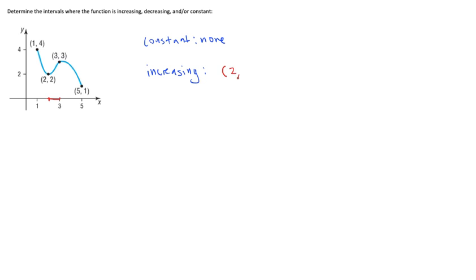We always use parentheses for increasing and decreasing. We never use brackets. We always use parentheses. Let's think about that. Why would we do that? How come we don't use brackets? How come we use parentheses? Remember, parentheses means we don't include the endpoints, right?